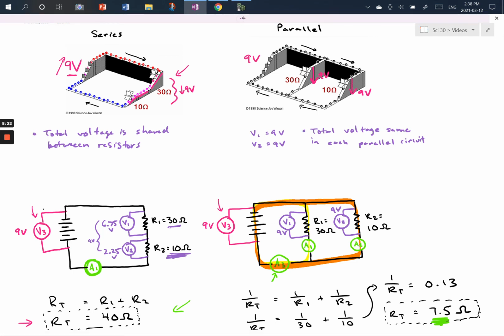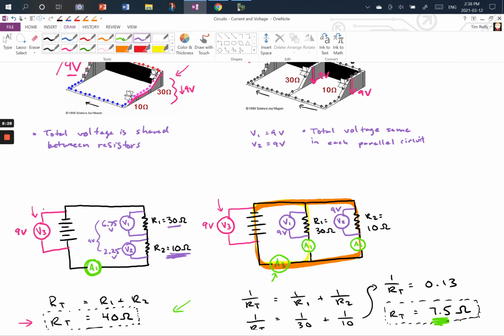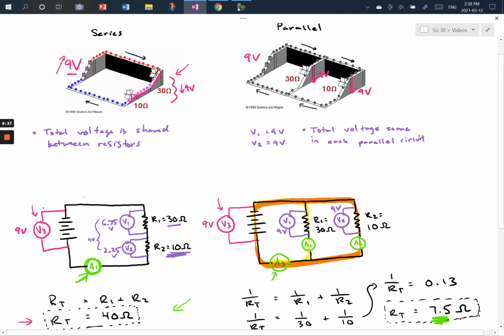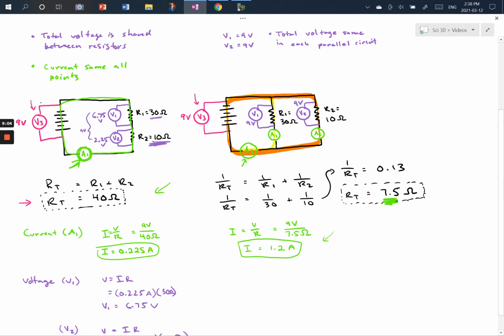Now let's go back and look at the current here. So I mentioned before that if I wanted to measure the total current of the circuit, I could measure A1 over here on my series circuit. I could measure current anywhere on this circuit because it's all one current. And so the key thing about series circuits and current is that current is the same everywhere at all points in a series circuit. Okay, now that's not true for parallel, so we've got to go solve for A1 and A2 for the currents.